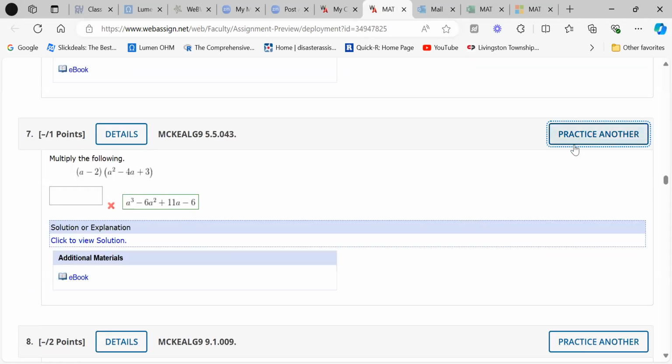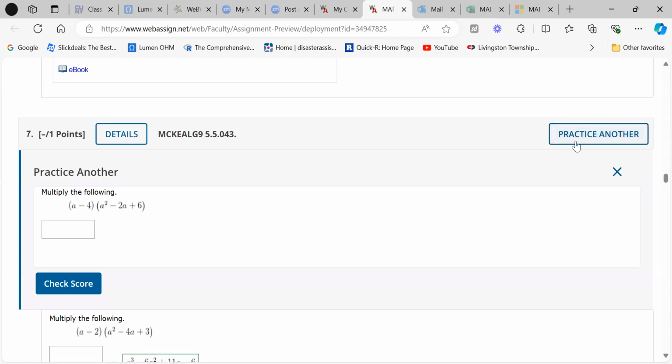Question 7. Let's try this. You're going to distribute this and then simplify, right? Combine terms. Let's try it first.